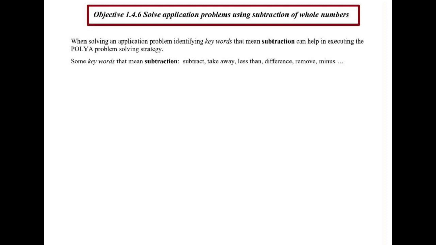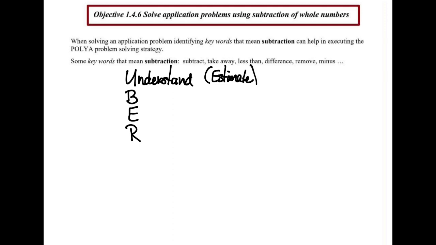And we're going to use the Polya process. So remember, we've talked about that it is UBER. It just gives you an acronym to remember things with. Instead of, okay, what was step 1? What was step 2? Right? So we're going to understand the problem, and part of that is to estimate the answer. And then we're going to build a plan. We're going to execute that plan. And then we're going to review what we did and double check it against our estimate.